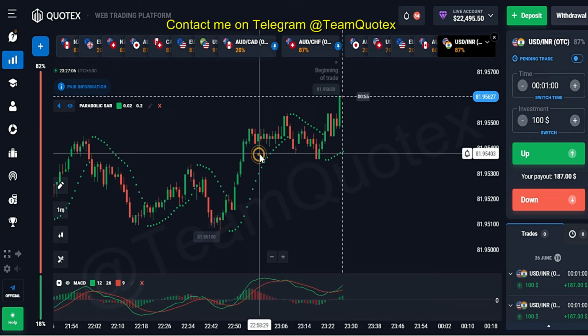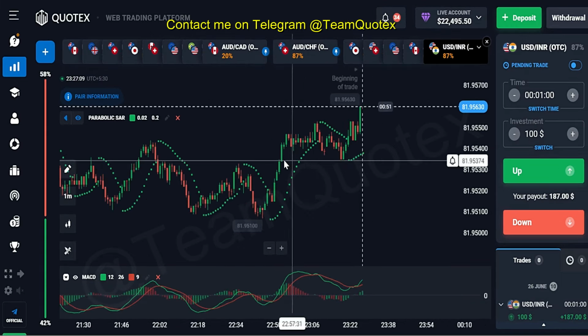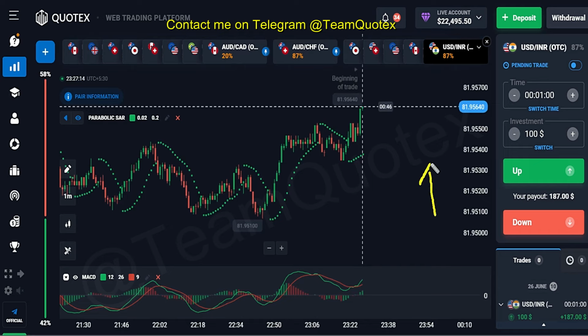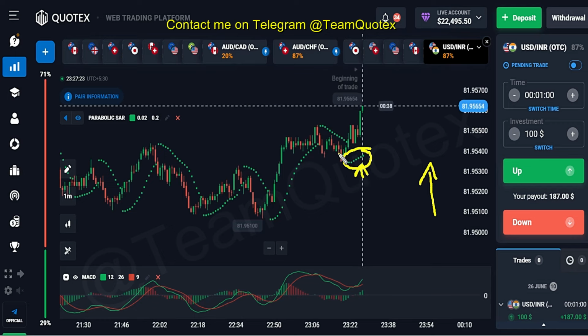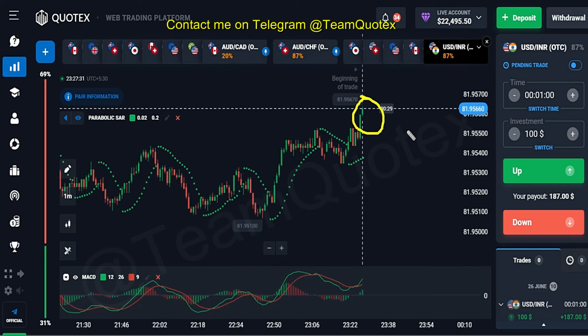Make sure you watch this video till the end. To place your trade in the up direction, you first need confirmation from the parabolic. Now you can see the position of these dots. If they are below the price, that means it's indicating that the market will go in the up direction, and the green candles are going in the upward direction. So parabolic is confirming us.